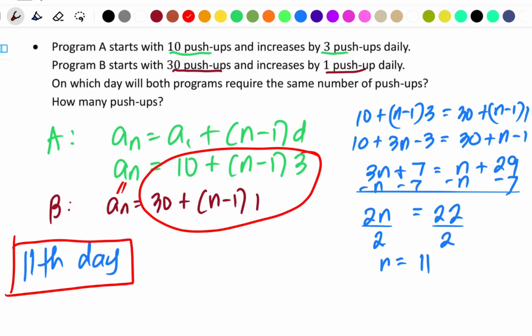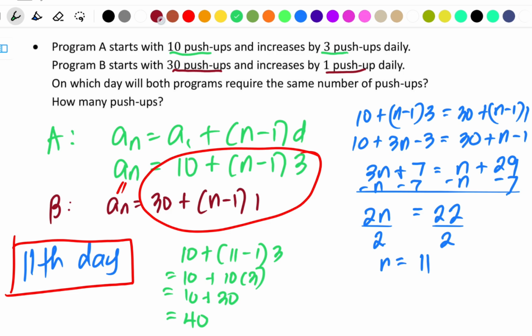But how many push-ups? Let's check for program A. That will be 10 plus 11, n is 11, times 3. This is 10 times 3, so that is 10 plus 30, which is 40.